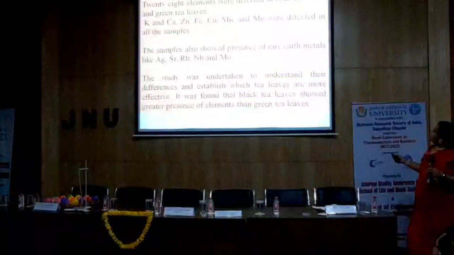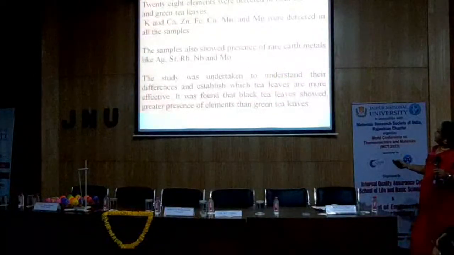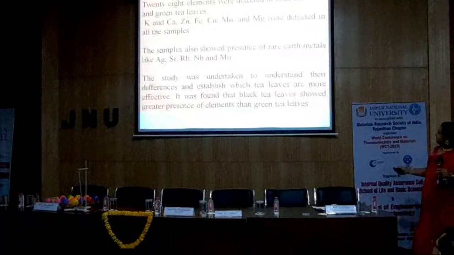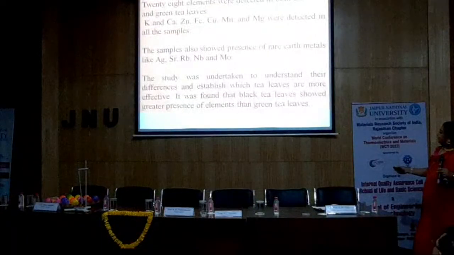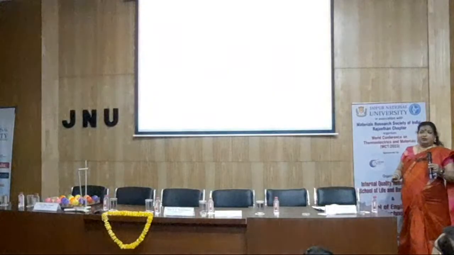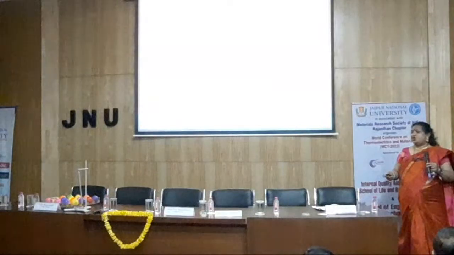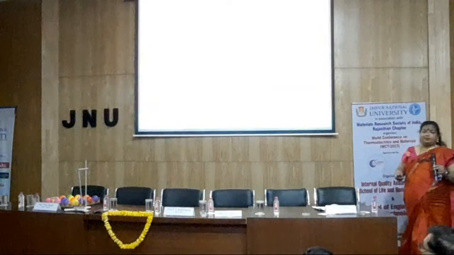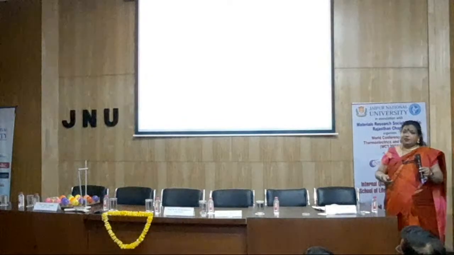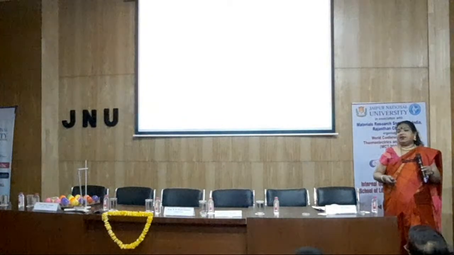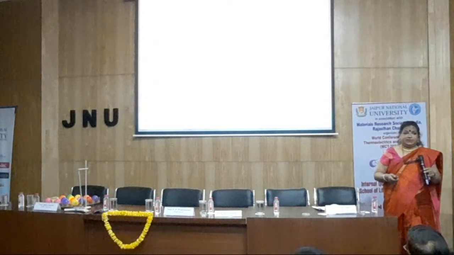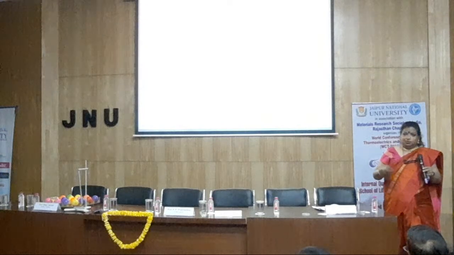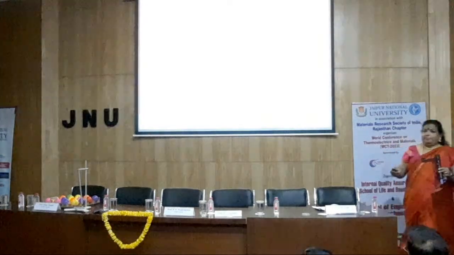So 28 elements were detected in black and green tea leaves. They showed presence of some rare earths. And to understand the differences, which tea leaves have more, it was found that black tea leaves showed greater presence of elements than green tea. That's why green tea is recommended. Because tea leaves, all natural products or plants, do have a lot of potassium, calcium, manganese, Fe. Why is banana recommended as a fruit? Because it has a large amount of potassium and calcium. One needs to know that. Through my research, I have seen it.